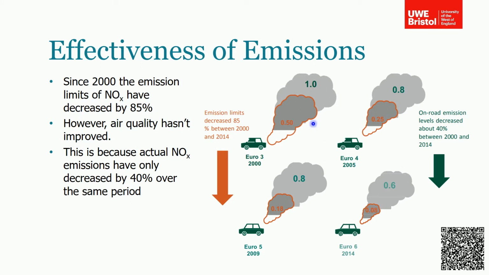So this is a graphic that shows this. These are going through the various European standards. In Euro 3, you were permitted half a gram per kilometre. You can see how that's decreased down, going up to Euro 6. But what's shown in the bigger cloud bubble is the actual amounts. So you can see, although this has gone down by 85%, this has only gone down 40%.